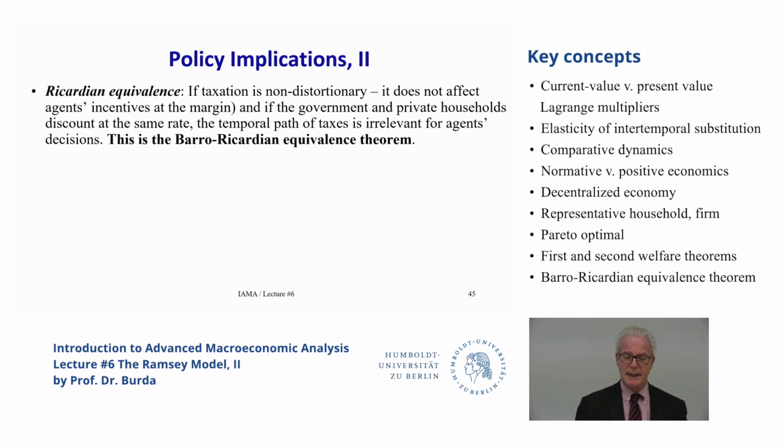Second set of policy implications flows from Ricardian equivalence. We've already discussed this. The individual agents are obeying an intertemporal budget constraint, and taxation is non-distortionary, then you can see that the intertemporal budget constraint is going to be independent of the path of taxes, because if the agent has to pay high taxes today and the government obeys its intertemporal budget constraint, then the taxes will have to be low at some point in the future.